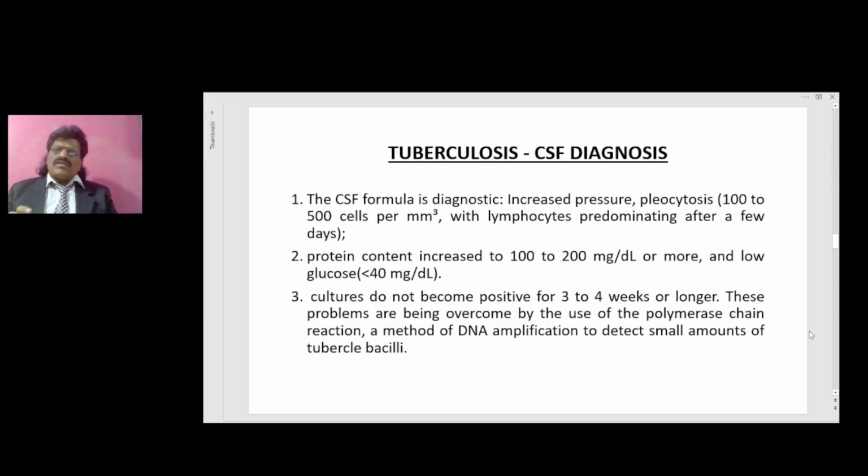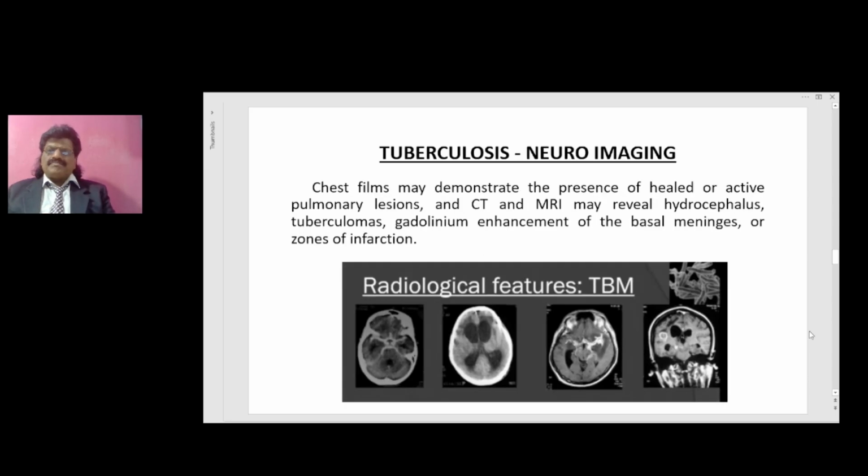Tuberculosis, the CSF diagnosis. The CSF formula is diagnostic. Increased pressure, pleocytosis, 100 to 500 cells per cubic millimeter, with lymphocytes predominating after a few days. The protein content increased to 100 to 200 milligrams per deciliter or more, and low glucose, less than 40 milligrams per deciliter. Cultures do not become positive for 3 to 4 weeks or longer. These problems are being overcome by the use of the polymerase chain reaction, a method of DNA amplification to detect small amounts of tubercle bacilli.